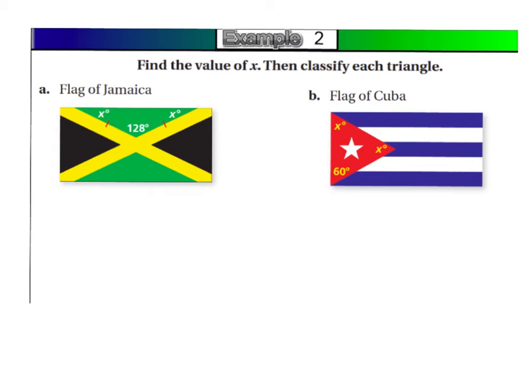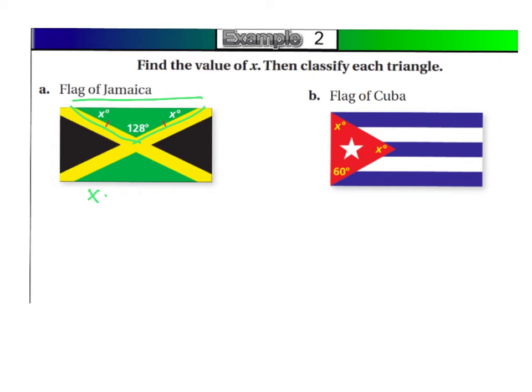Let's do it again. We have the triangles. This one is this triangle right here. We have to find the value of x. Now, here I'm going to do an equation because you're going to be doing this in some of your homework, or you did it in some of your homework.